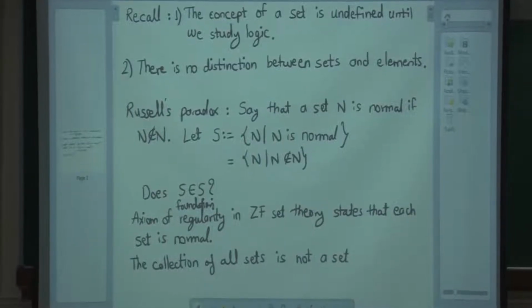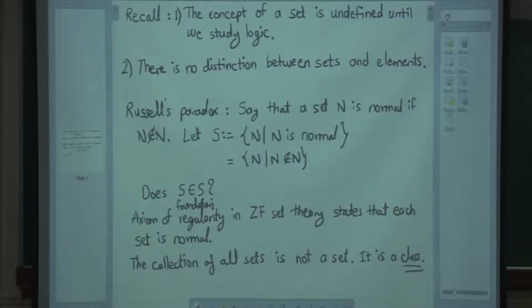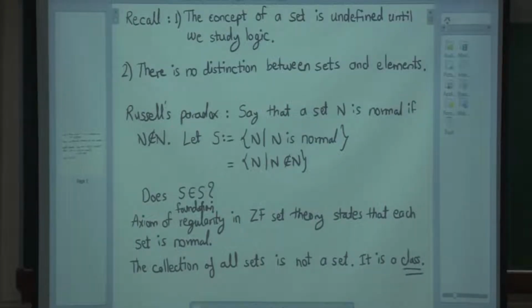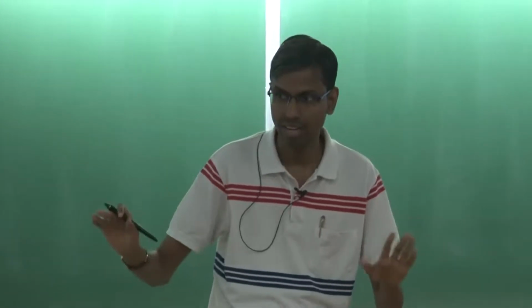It is called a class. Okay, so class is a term which is again not defined. So there is a distinction. Classes can be sets or they may not be sets. Classes are partitioned into two subclasses: one is of proper classes and another one is of sets. So proper classes and sets, that's our distinction.